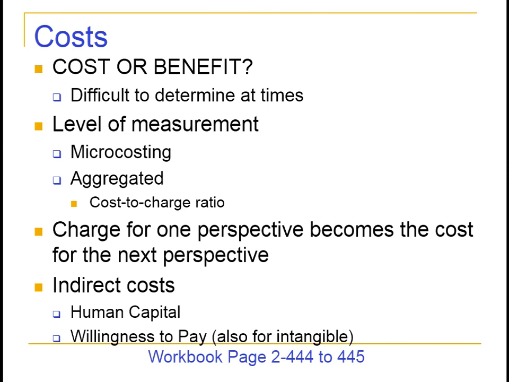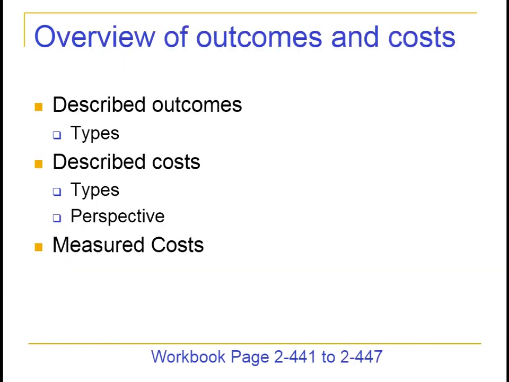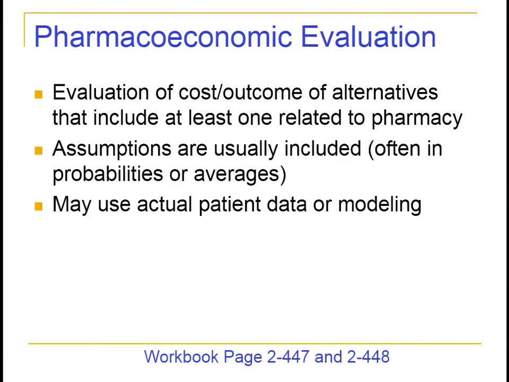We also use willingness to pay, which is a bidding process. How much are you willing to pay for a person to do this job? And we also use the willingness to pay concept for intangible costs. So we described outcomes and costs, and we measured costs in the last piece. Now we'll go on to the economic evaluations.